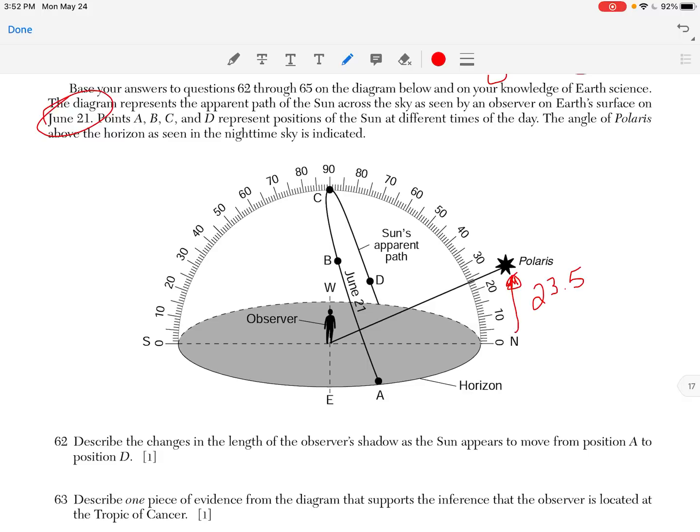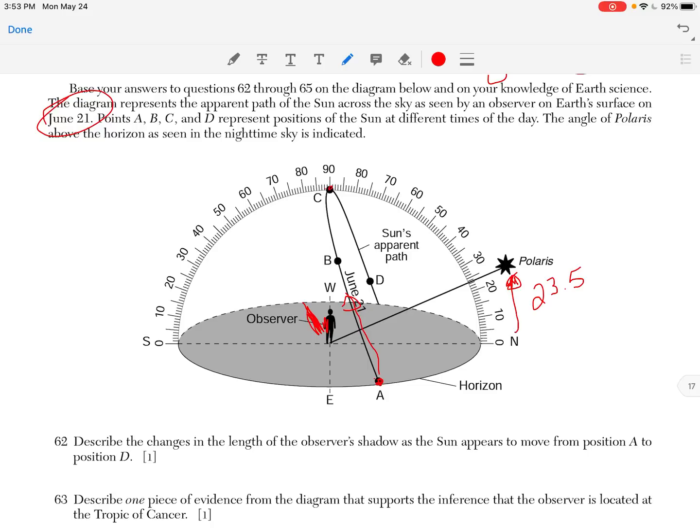Describe the changes in the length of the observer's shadow as the sun appears to move from position A to position D. So in the morning, the sun's right here, and it's going to be shining on this person, and they'll have a shadow over here. It's going to be pretty long because that sun is really low in the sky. But as that sun gets higher in the sky towards B, this person's shadow will now be pointing basically due west, and it'll be a little bit shorter because the sun is higher in the sky. At C, up here, he's going to have absolutely no shadow because the sun is shining right down on him.